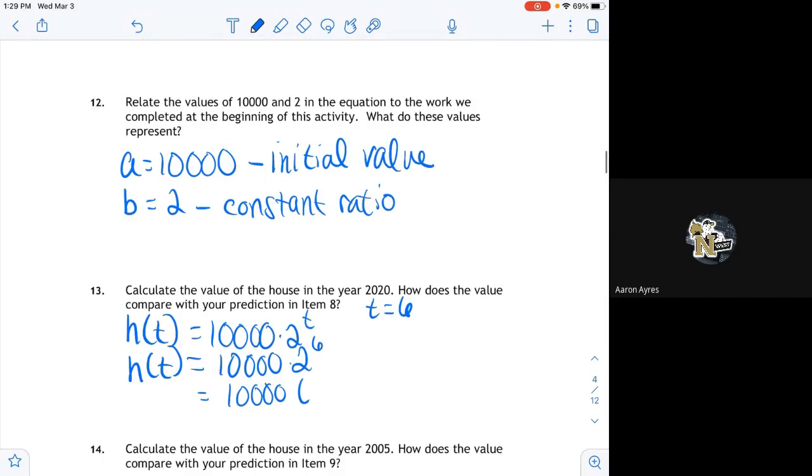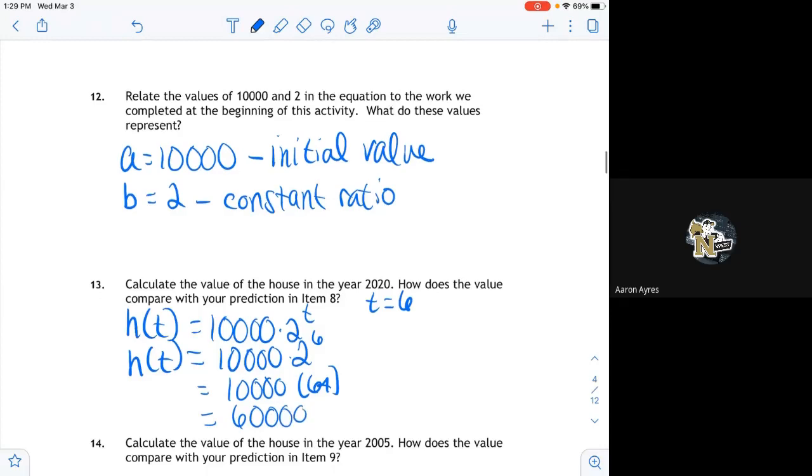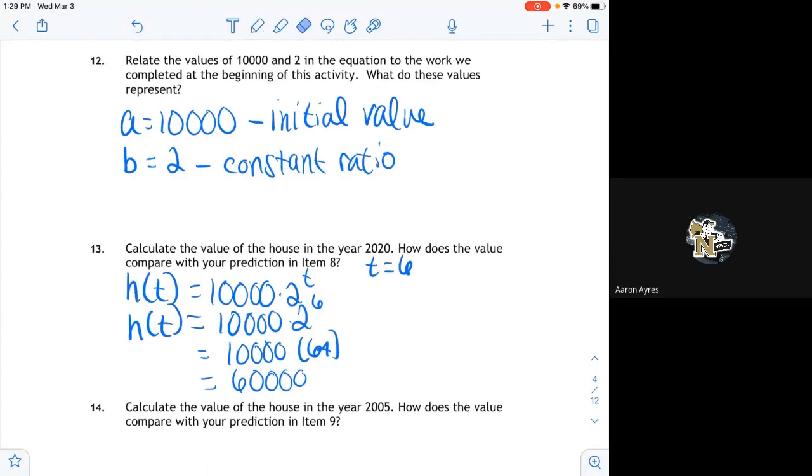So I have 10,000 times 64, and I get $60,000. No, I'm sorry. That's not right. How about $640,000? There we go. I was a digit short. Okay. Are we okay with this so far?